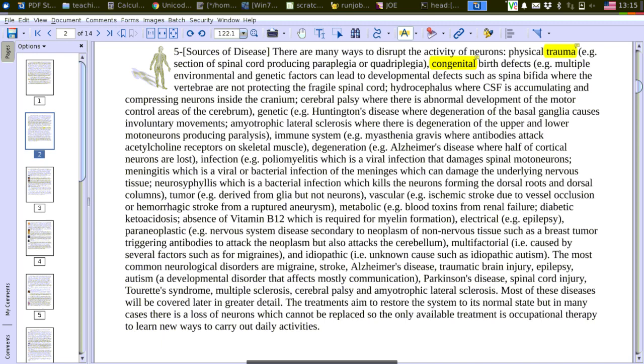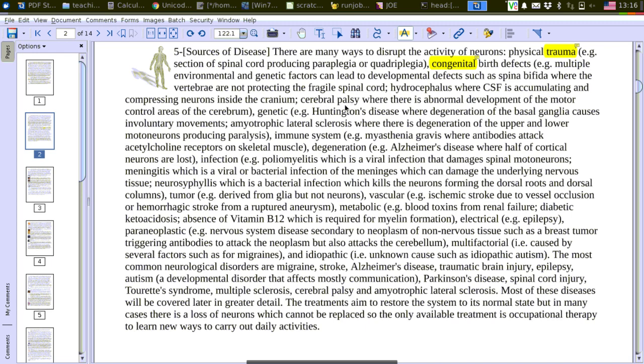Through normal movements during development of the child, there will be some movements that cause damage of the cord, and there will be consequences to that. Another example would be hydrocephalus. In this case, the cerebral spinal fluid, instead of the volume that is produced being evacuated so that there's always a fixed volume, there's a blockage. So the fluid accumulates and compresses neurons inside the cranium, and that's going to cause damage.